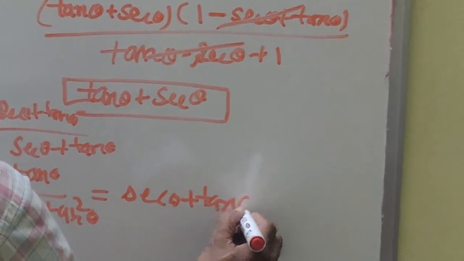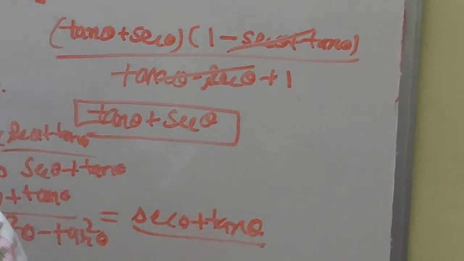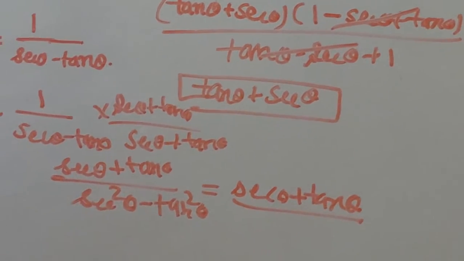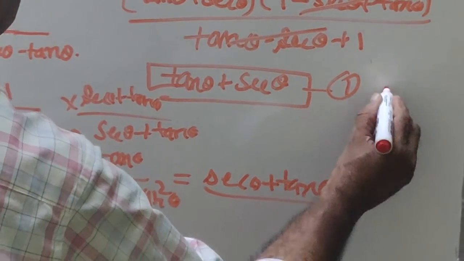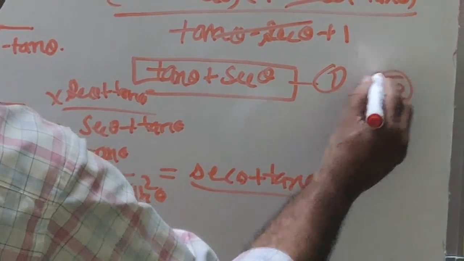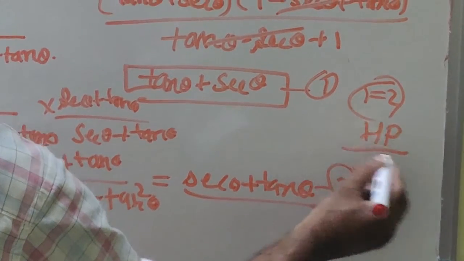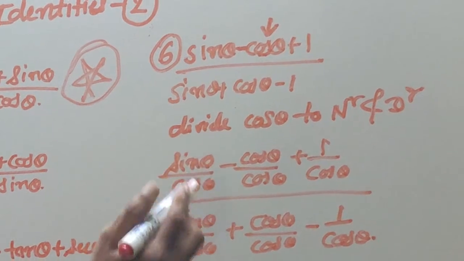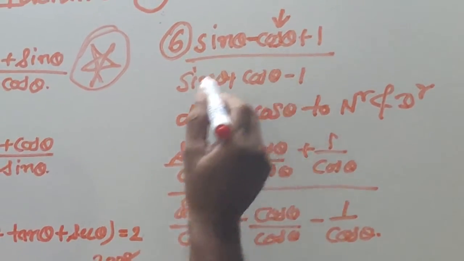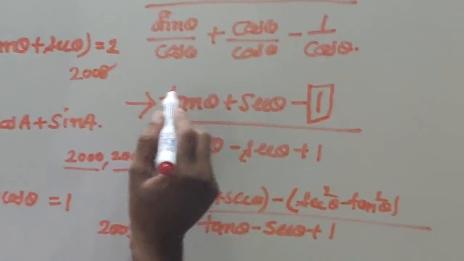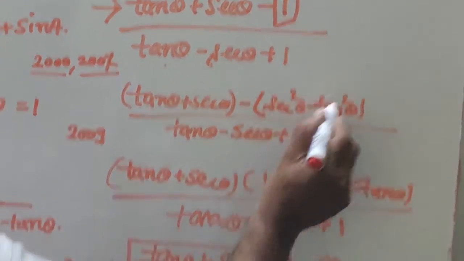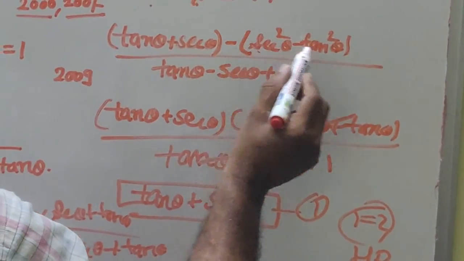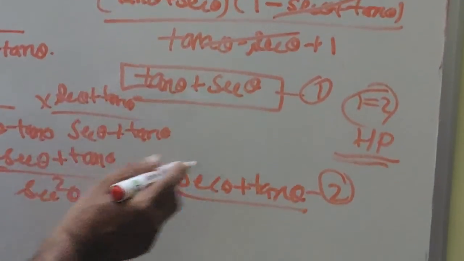In some problems you have to solve the numerator LHS and also RHS. This is 1 and this is 2. So 1 is equal to 2, hence proved. You understand this one? This is also very important for a 4-mark problem. First, concentrate on the negative sign, then divide, convert it into the form of tan and cot, then change 1 to sec square minus tan square theta, then apply a plus b, a minus b, take out the common and solve this one.